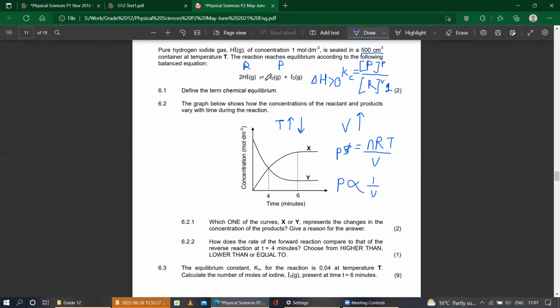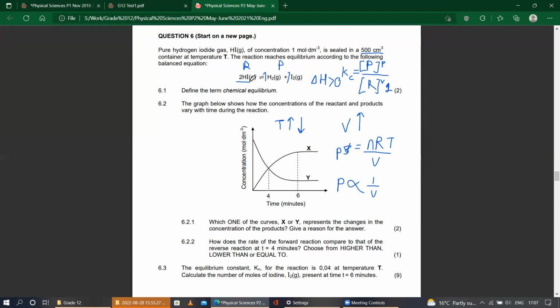But in this equation, pressure won't change anything because here the coefficient is 2, right? That means there's 2 moles of hydrogen iodide. But here also, you take 1, you add 1, it's still gonna give you 2. So a change in volume or pressure is not gonna cause any change.